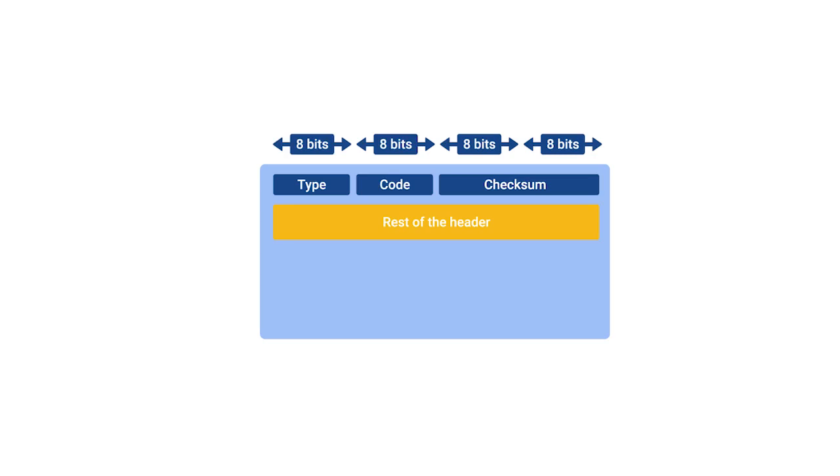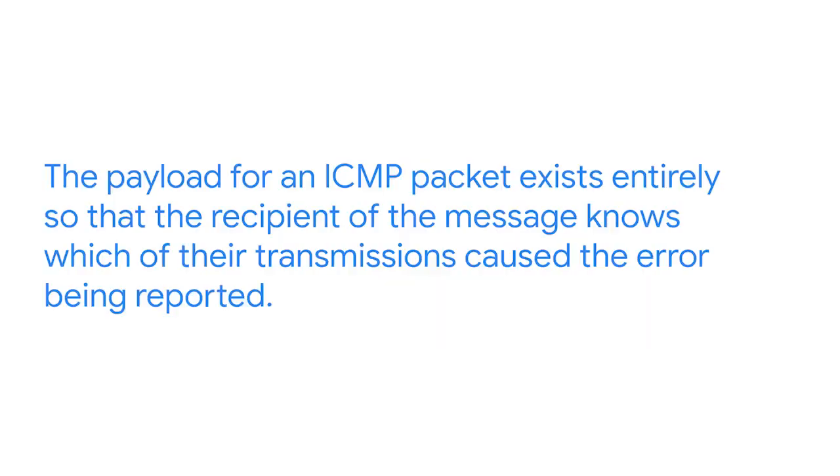Anyway, this field is optionally used by some of the specific types and codes to send more data. After this is the data payload for an ICMP packet. The payload for an ICMP packet exists entirely so that the recipient of the message knows which of their transmissions caused the error being reported. It contains the entire IP header and the first 8 bytes of the data payload section of the offending packet.